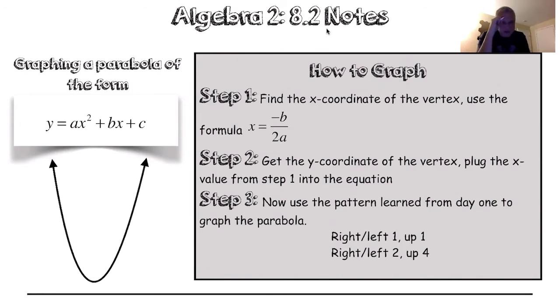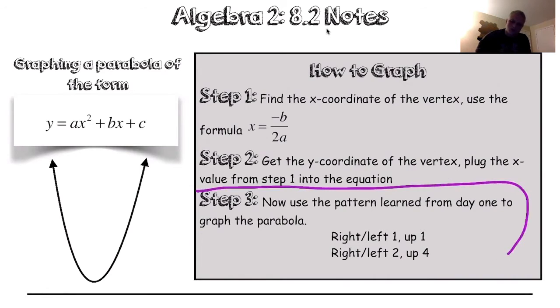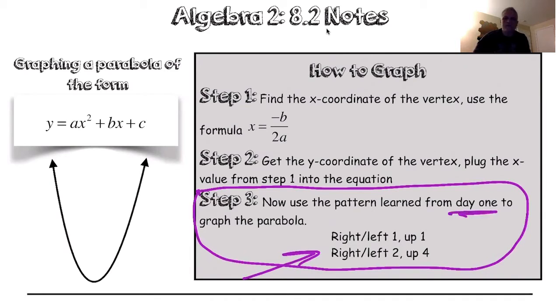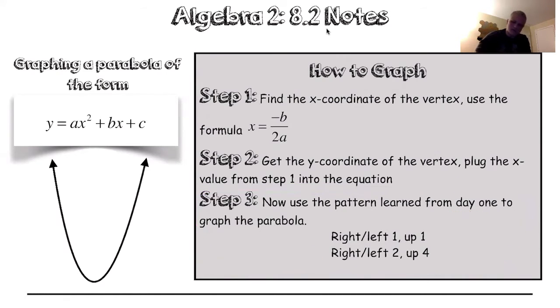So we're going to get our vertex with step 1 and step 2, and then we're going to do step 3. This is day 1 right here. That's what we did in the last notes. We go right, left 1, up 1, right, left 2, up 4, or down 4, whatever. So with that in mind, let's do a little look at step 1.